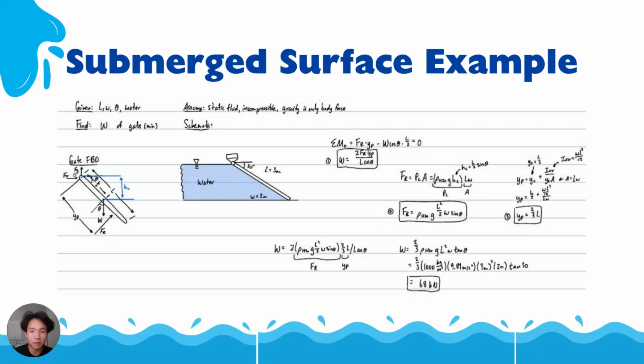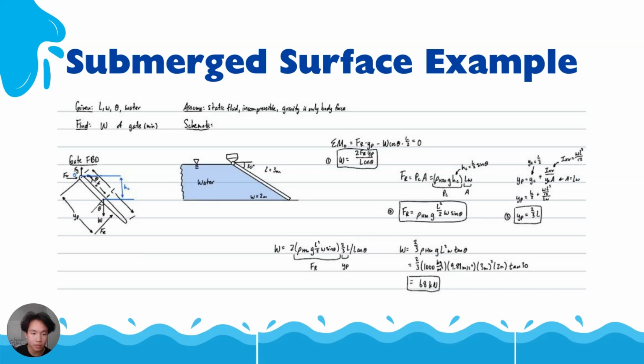So this problem is about finding the minimum weight of the gate that's needed to stay closed here. And so we're given that the gate is 3 meters long and 2 meters wide at an incline of 30 degrees. And the fluid is water, and we're assuming that it's static flow, incompressible, and gravity is the only body force.